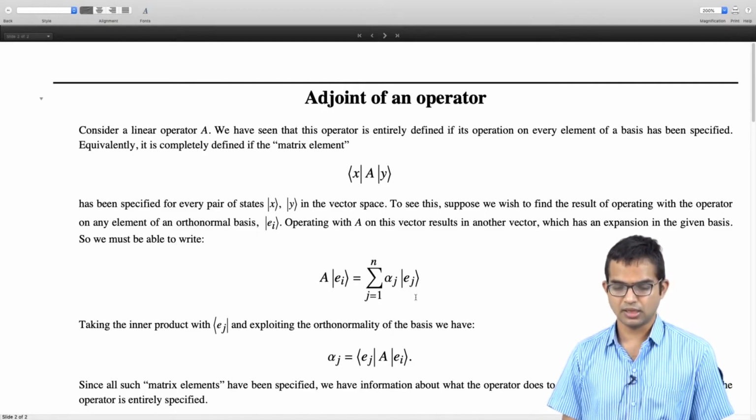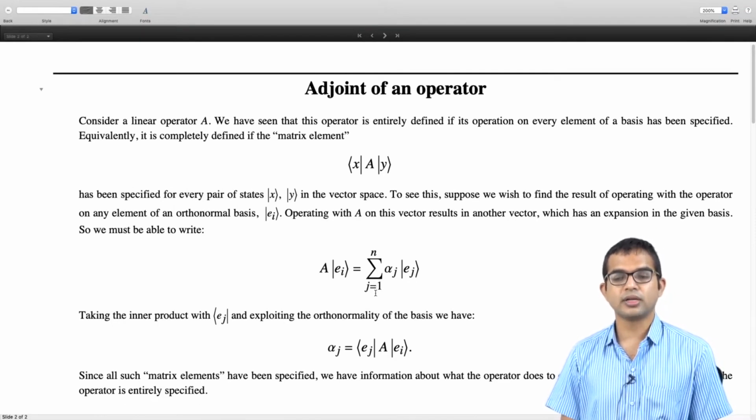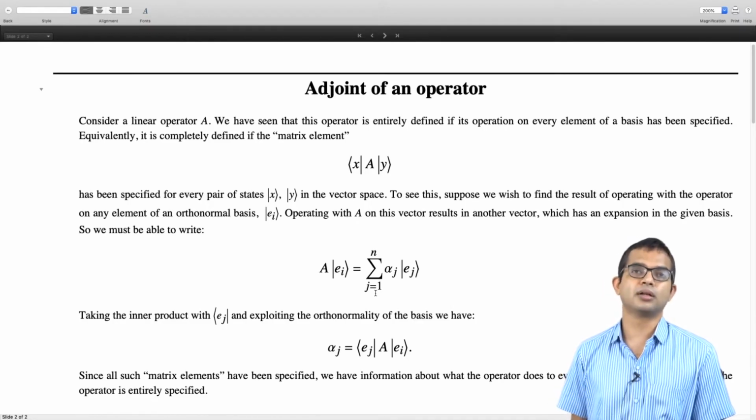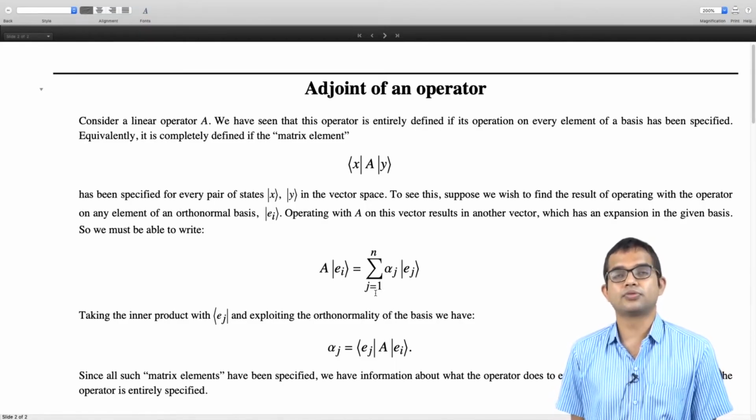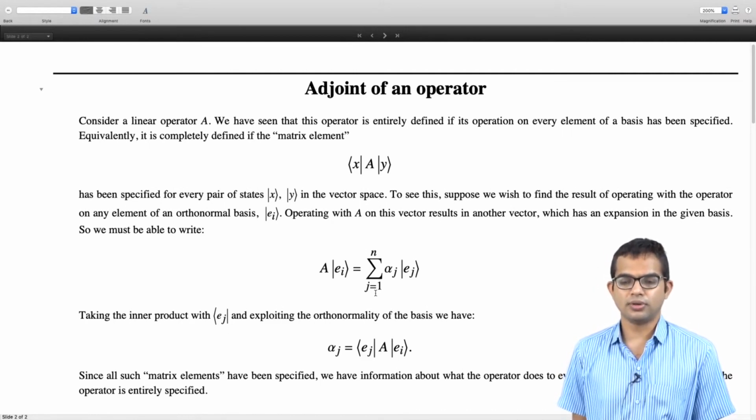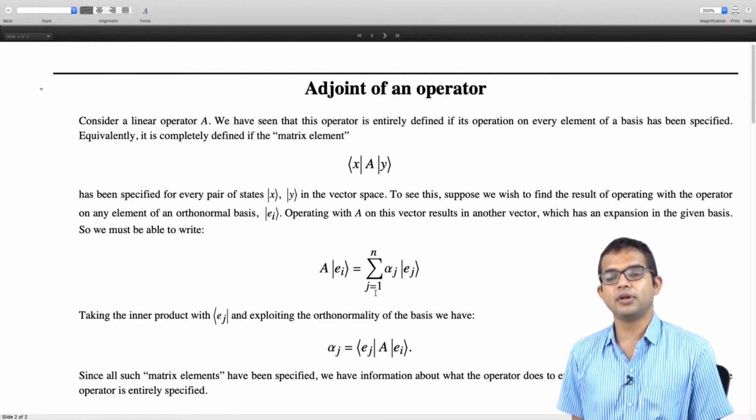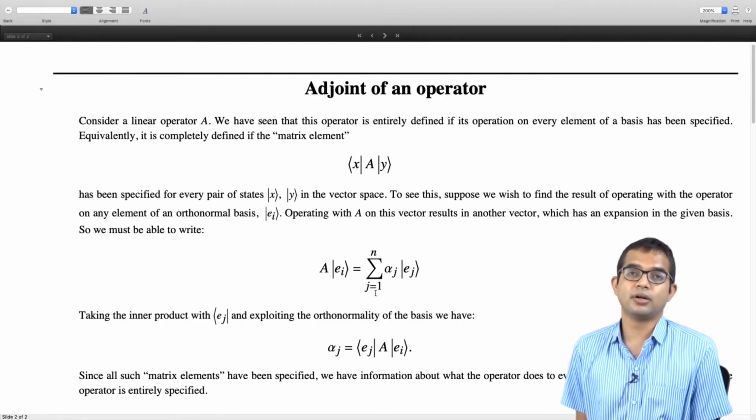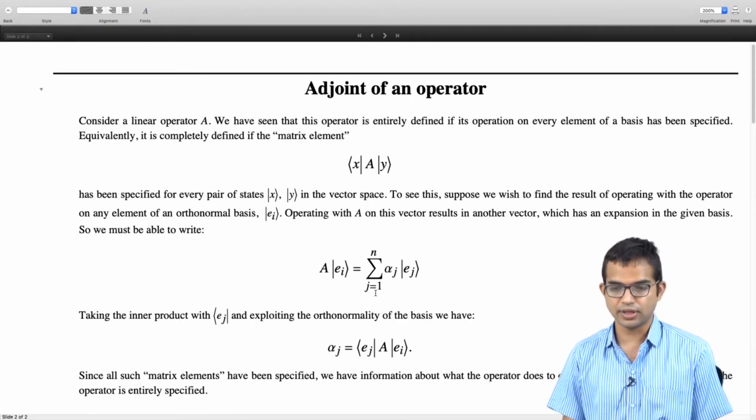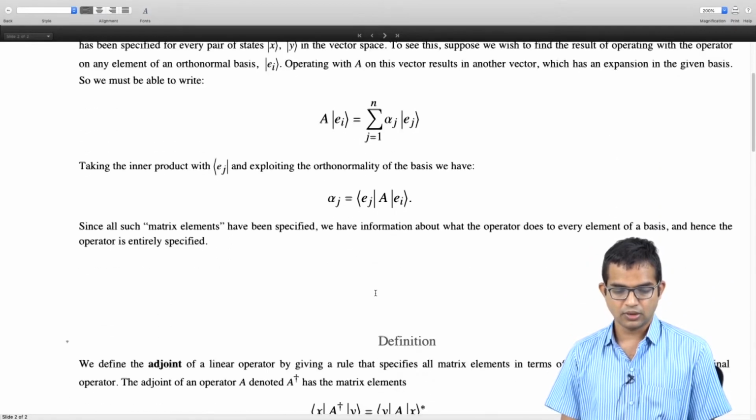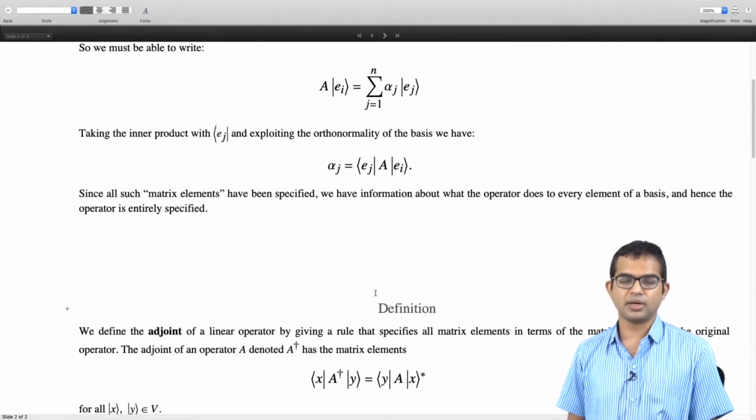So this is an alternate and complete way of specifying an operator: just give all the matrix elements. We will use this way of specifying what is called an adjoint of an operator. You're given an operator, which means that you know its effect on any of the basis vectors of some basis. We will specify every matrix element of the adjoint of an operator in terms of the matrix elements of the operator itself. That's the way we will define the adjoint of an operator. It is given by this rule.